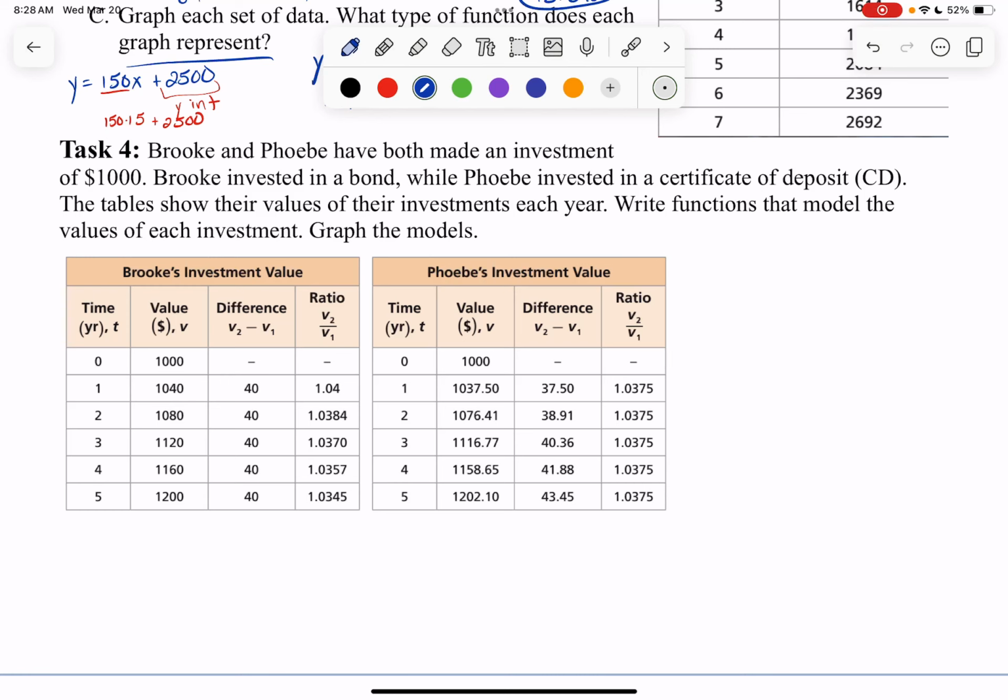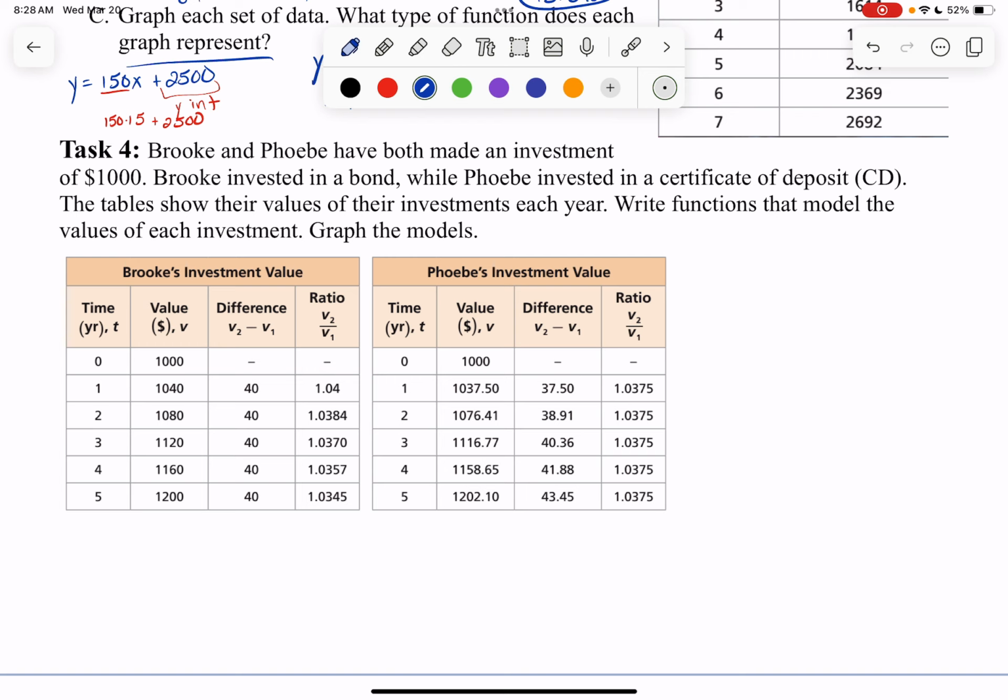Okay, we are still choosing between linear and exponential models, but we're going to now jump to task 4 in your book. Here we have Brooke and Phoebe have both made an investment of $1,000. So they're initially investing $1,000. Brooke invested in a bond, while Phoebe invested in a certificate of deposit, which is short for CD. So if you hear of bank CD, that's a certificate of deposit. The tables show their values of their investments each year.